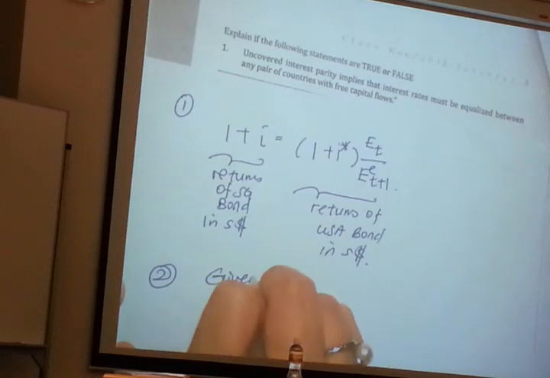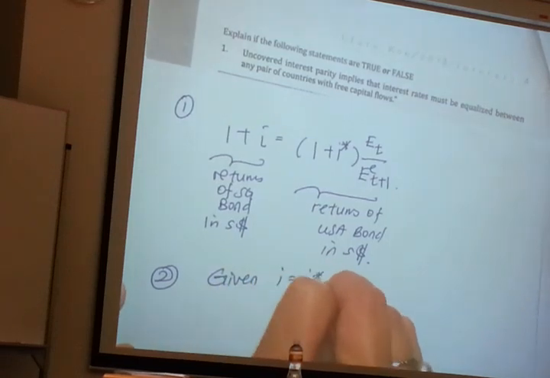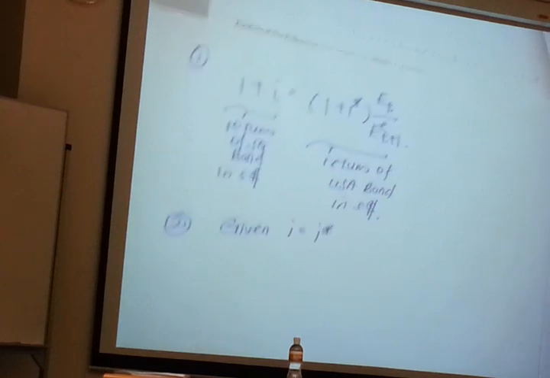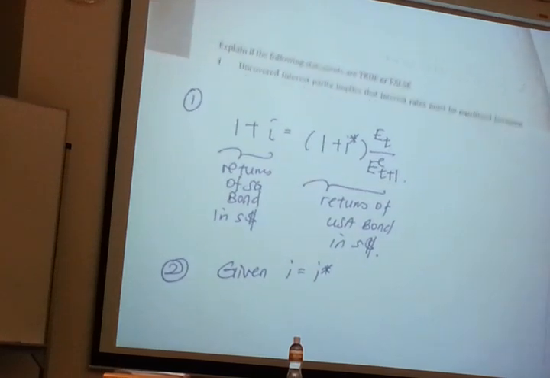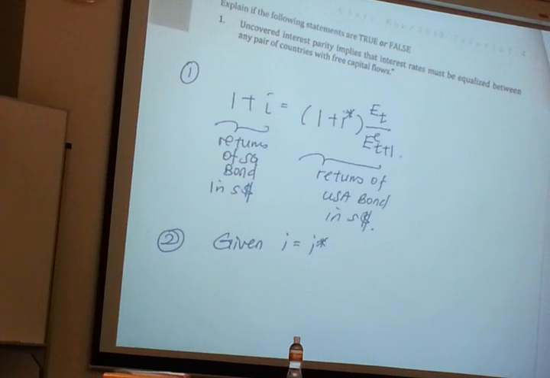You are given I equals I star. The question says the interest rate must equalize for any pair of countries. So you pick Singapore and US. You cannot pick Singapore and China. They will mark you down. And you cannot say country A, country B, because in the lecture notes, I already gave you the series of countries. It's usually Euro and US, Euro with UK, or Singapore with US.